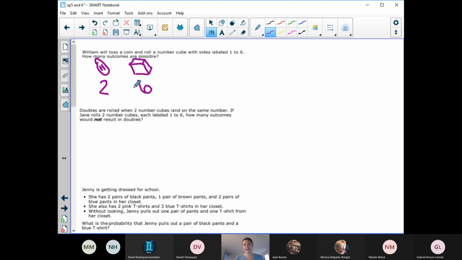So if I want to quickly figure out the number of outcomes, I'm going to take 2 times 6 and get 12 for my number of outcomes, because I want to know the outcomes for tossing a coin and rolling a cube. And remember, "and" means we are going to multiply. So toss a coin and roll a cube, we are going to multiply the outcomes by one another. Any questions about that?